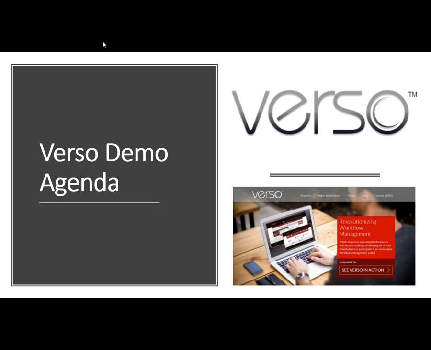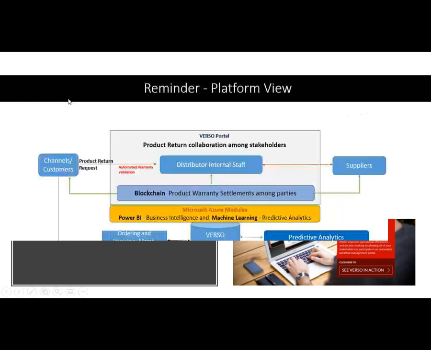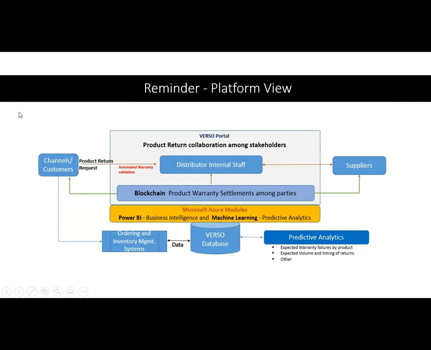Let's see if we can get this moving. Here's a platform view of Verso. The important thing to note here is that the Verso portal is reflected in the middle of the page, and you see it's a collaboration among stakeholders. That can be all the stakeholders in the supply chain, whether that's your clients or channels or end customers or dealers or distributors or suppliers or OEMs, whatever it may be.